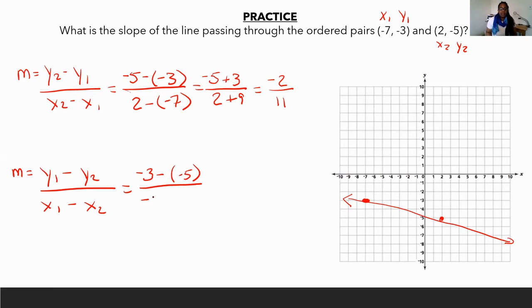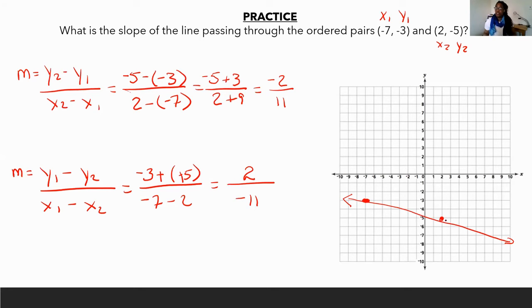And then you have -7 minus 2. So when you minus a negative, they turn positive. So I got a +2. And -7 minus 2 gives me a -11. All right, even though the negative sign is now in the denominator, they're both representing the same negative slope.